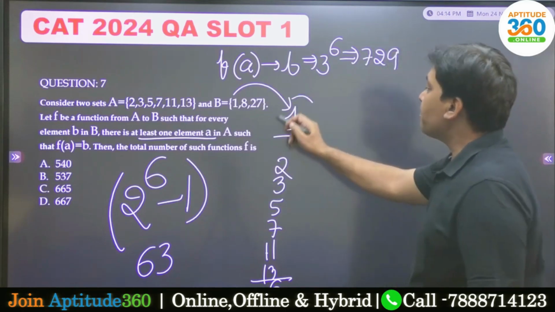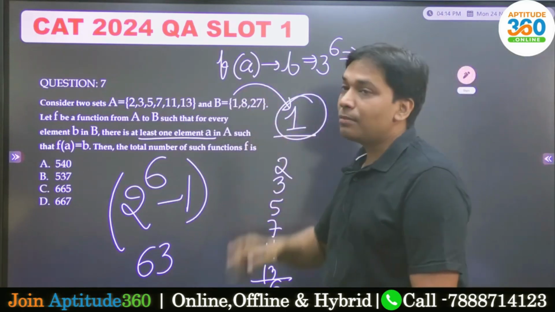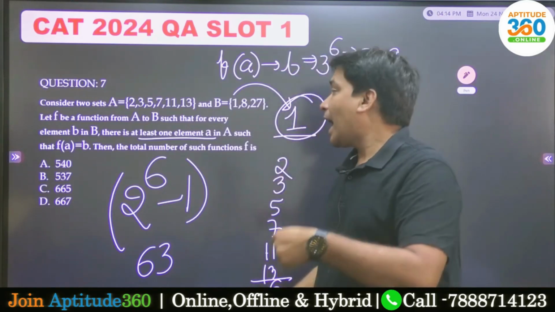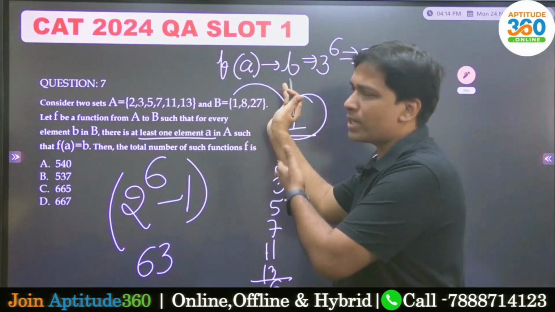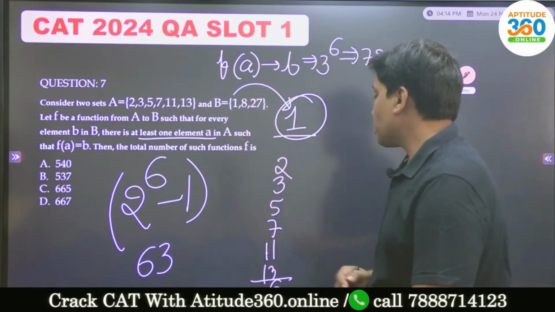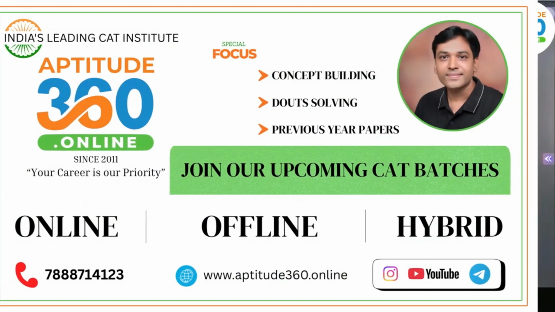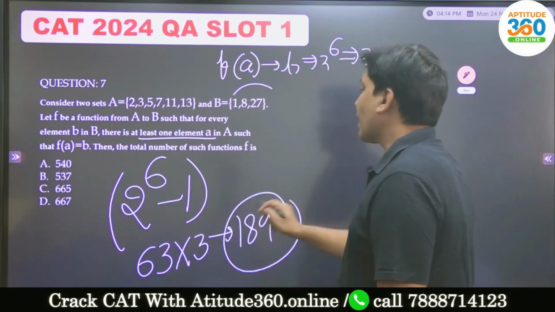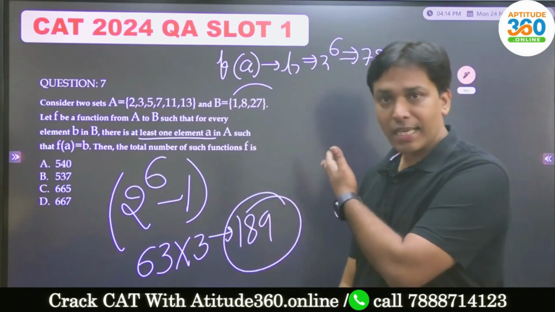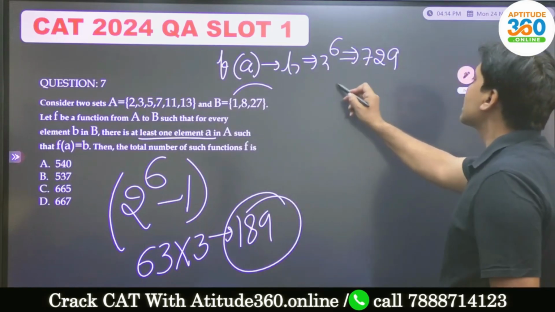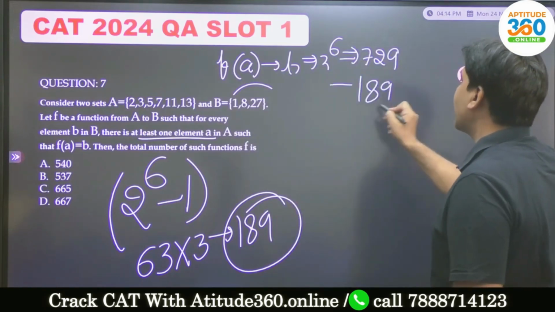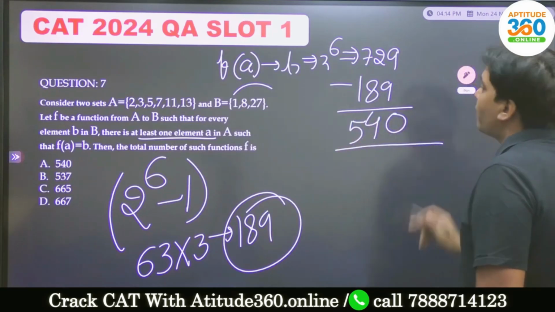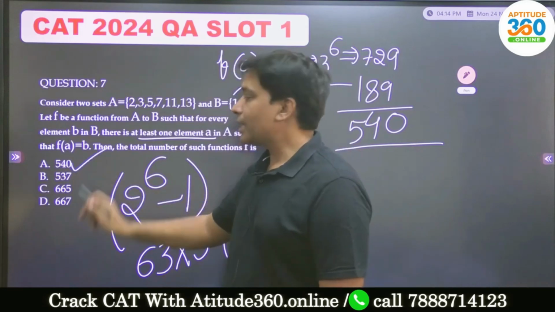So 63 possibilities are there for first element, and for the second element in B, you will be having another 63 possibilities, and for element C, which is 27, you will be having another 63 possibilities. So collectively, how many such possibilities are there? And what is it that you have to do? You have to subtract these cases from here, and if you do so, 729 negative 189, how many such cases are you going to have? You are going to be having 540 such cases, which is nothing but option number A.